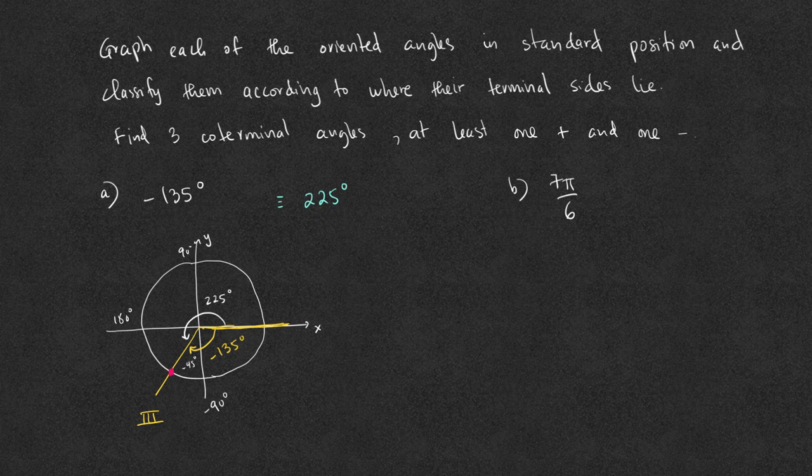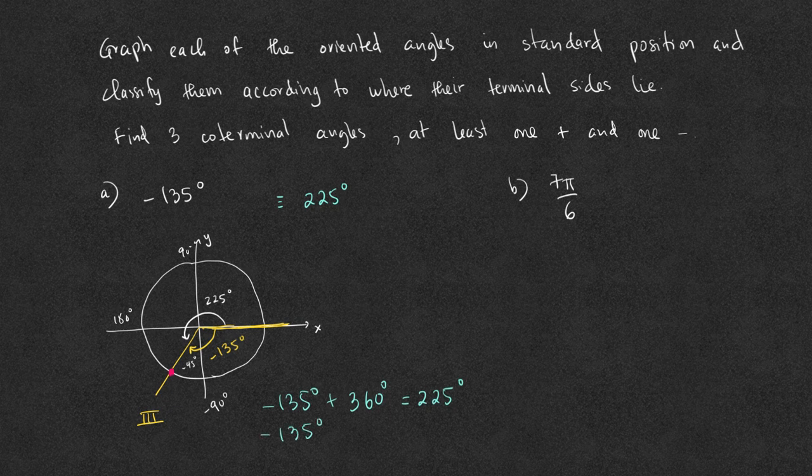The easiest way to obtain this without the geometry is that we simply take the given angle negative 135 degrees and we add one cycle to it. So this is 360 degrees. If we take negative 135 plus 360, we will get 225. And we keep repeating this.